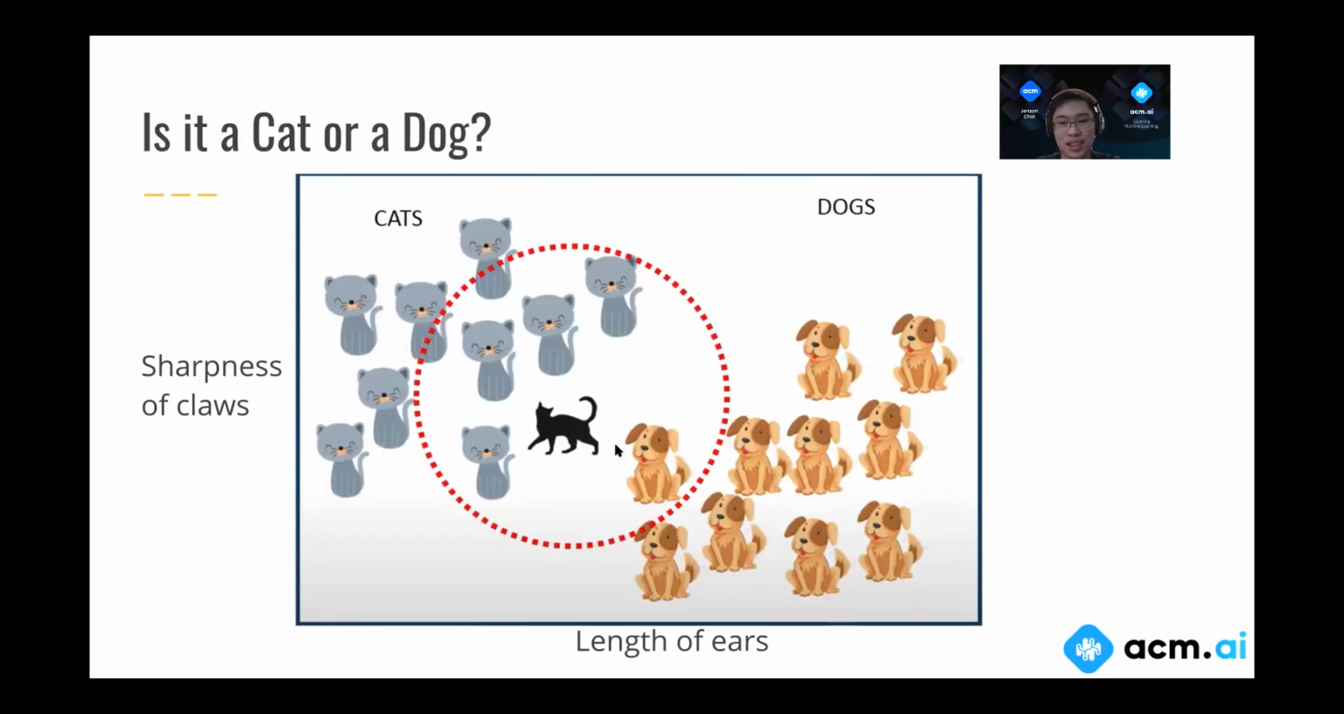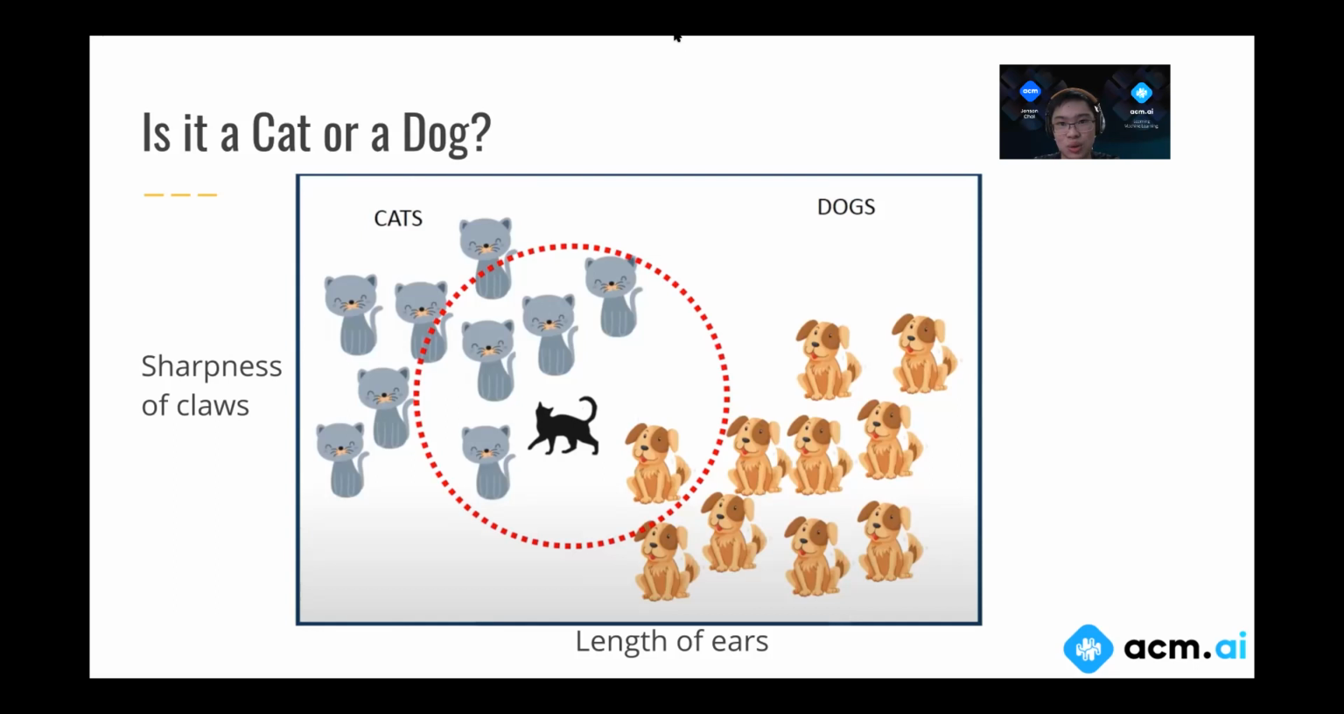So is it a cat or a dog? If we pick the 5 nearest neighbors to this new unknown animal, 4 of them are cats and 1 of them is a dog. What we can tell from this is this new unknown animal is closer to the cats in terms of its features. So therefore it's reasonable for us to classify this to be a cat.